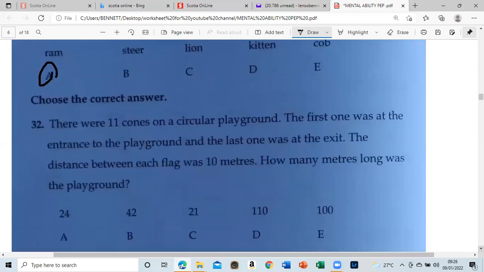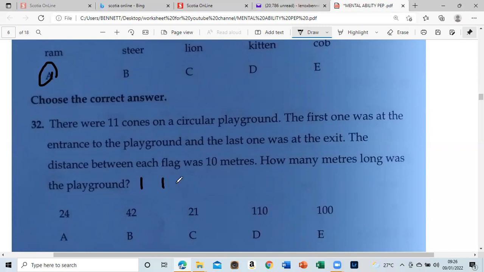Let's move on. There were 11 cones on a circular playground. The first one was at the entrance to the playground, and the last one was at the exit. The distance between each flag was 10 meters. How many meters long was the playground? So guys, do we want to put this in perspective? All right, so there were 11 cones. So we'll just put 11.